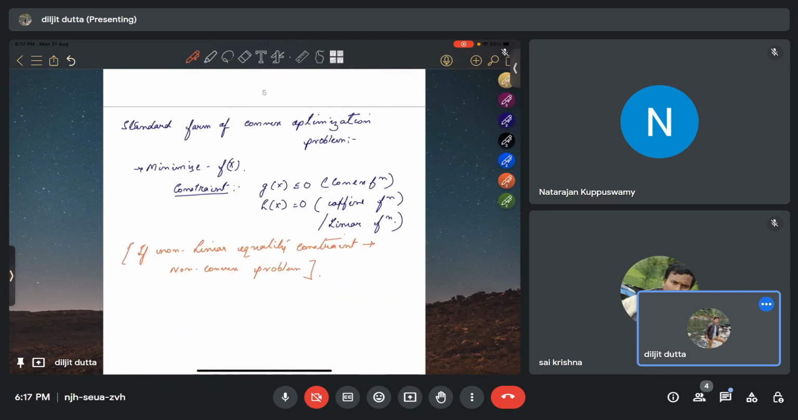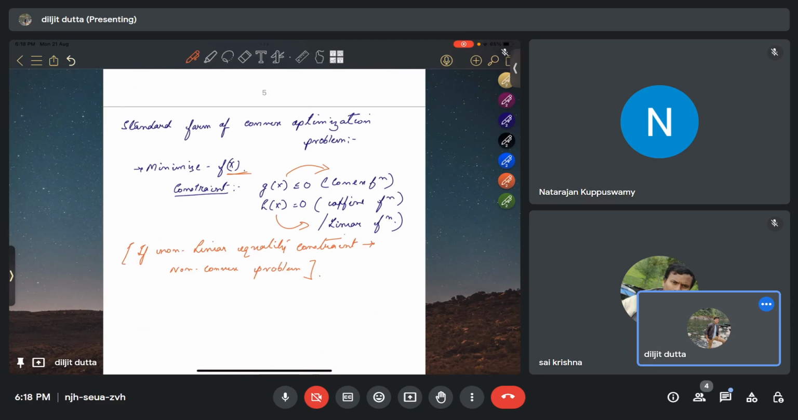And lastly, how do we define a convex optimization problem? A convex optimization problem is defined as minimizing a function f of x, subject to the constraints g(x) less than or equal to 0, where g(x) is a convex function, and h(x) equal to 0, where h(x) is a linear function. I think this derivation was also done in class, like why we select h(x) equal to 0 and g(x) less than or equal to 0. And if h(x) is not a linear function, it will be a non-convex problem.